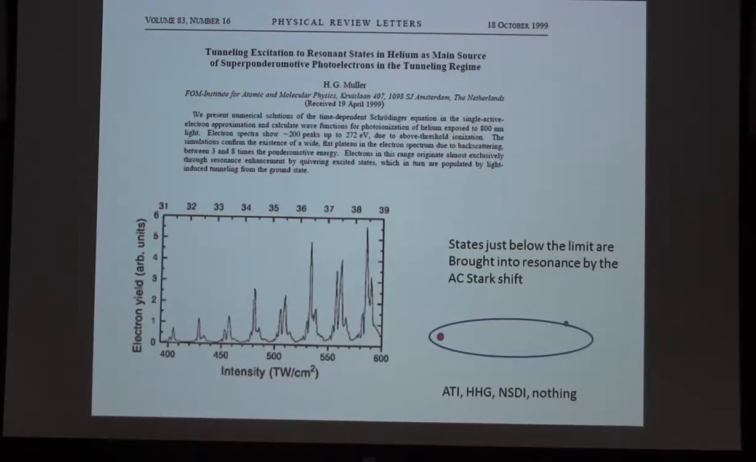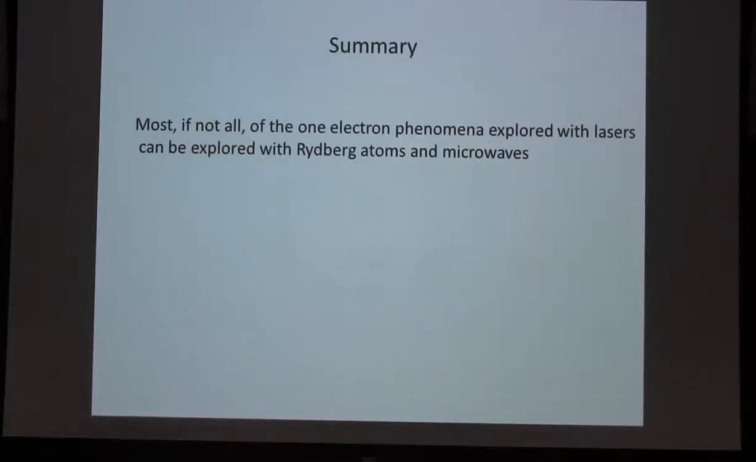Basically, the electron will cruise around in one of these states. And when it comes to the core, 4 things can happen. You can have ATI, making superponderomotive electrons. You can have high harmonics generated. You could have non-sequential double ionization. Or nothing could happen. But eventually, these 3 will kill it. And so what happens is you slowly just lose the population. And I believe this is, in fact, what we are presently seeing. So finally, I think most, if not all, of the one-electron phenomena that you can see with a strong laser, you can also see with Rydberg atoms and microwaves.